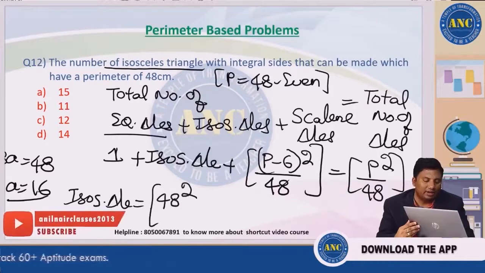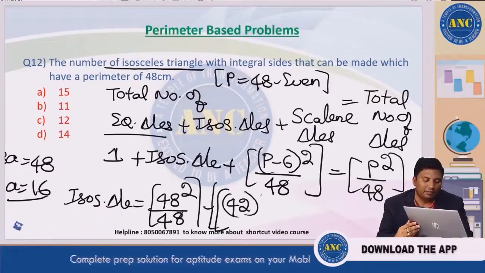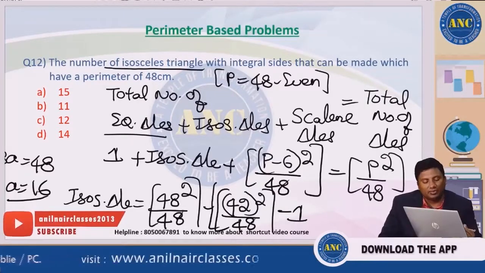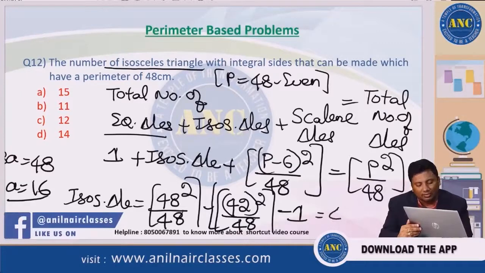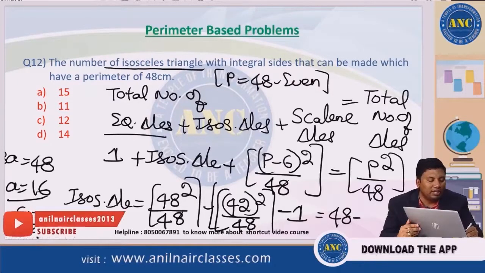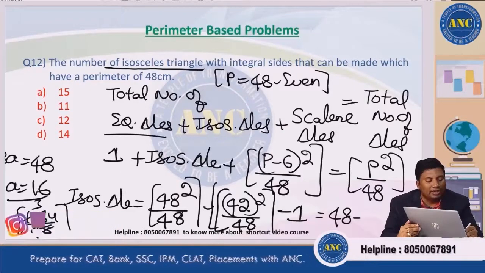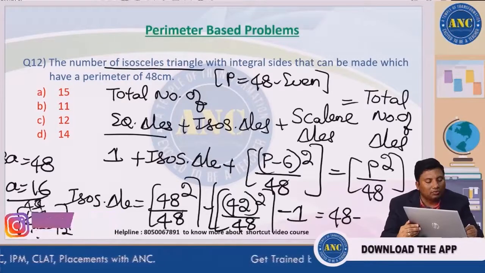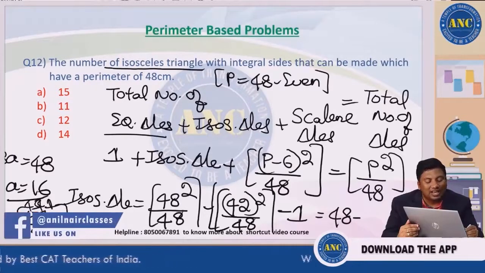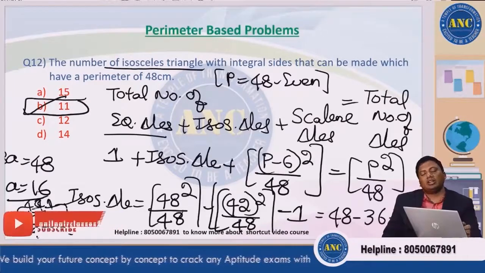48 square divided by 48, minus 42 square divided by 48, minus 1. 48 square is 48 into 48, so one 48 cancels, which gives 48. 48 minus 42 square is 1764, divided by 48. 48 3s are 144, 224... 12 3s are 36, 12 6s are 72. 48 minus 36 minus 1, 12 minus 1, 11. The answer for this question is 11.